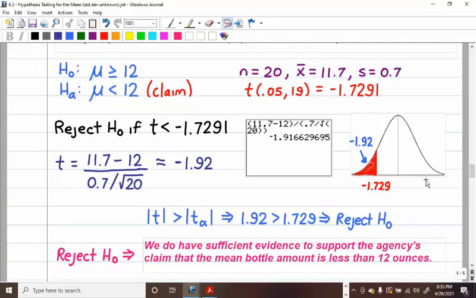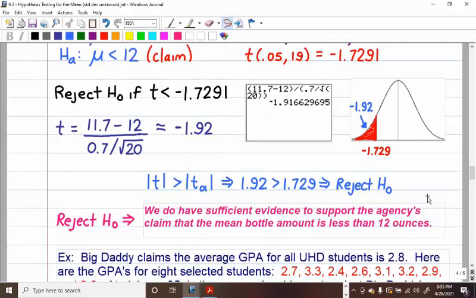So I drew the little picture right here. And this is the absolute value thing. Like I said in the last one, it's just a fancy way of flipping it over to the positive side. All righty. So we reject, and we do have evidence to support the claim that the mean amount in the bottle is less than 12 ounces. Let's do the t-test on that one real quick.